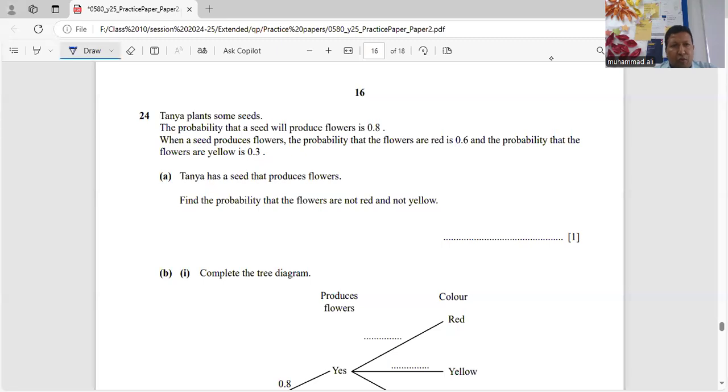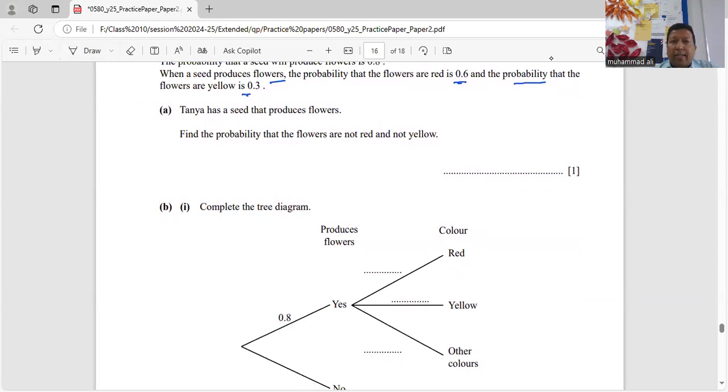Question number 24. Tan'a plants some seeds. The probability that a seed will produce flowers is 0.8. When a seed produces flowers, the probability that the flowers are red is 0.6, and the probability that the flowers are yellow is 0.3. Tan'a has a seed that produces flowers. Find the probability that the flowers are not red and not yellow.